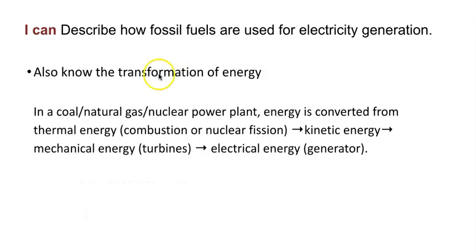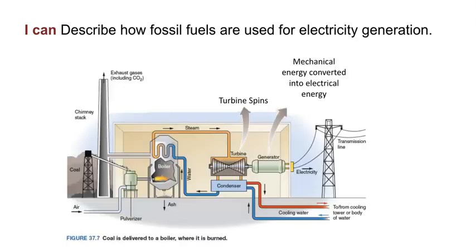The other thing you need to know is the transformation of energy. So in coal, natural gas, or nuclear, energy is converted from thermal, meaning heat, through combustion, which means lighting on fire and burning, or nuclear fission, into kinetic energy, the movement of energy, into mechanical energy in the turbines, into electrical energy in the generators. So that's something you do need to know, those conversions.